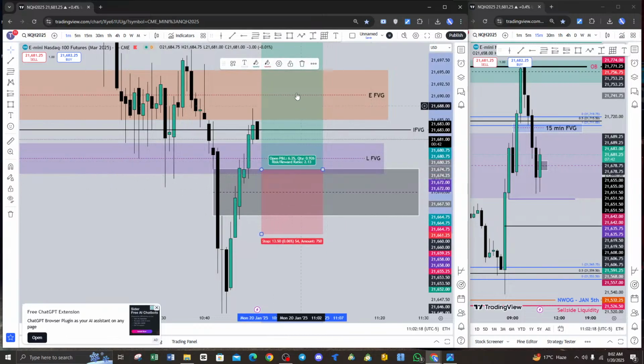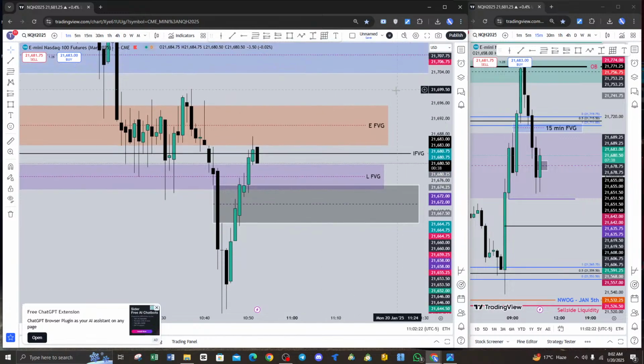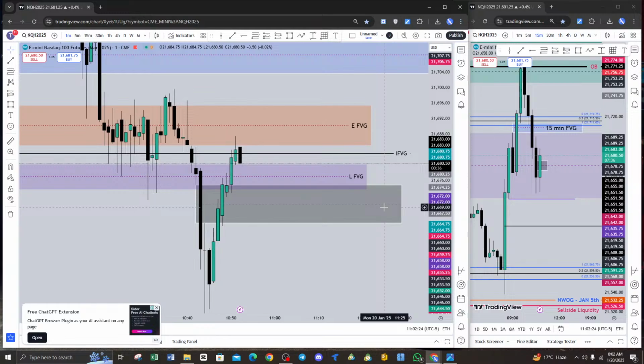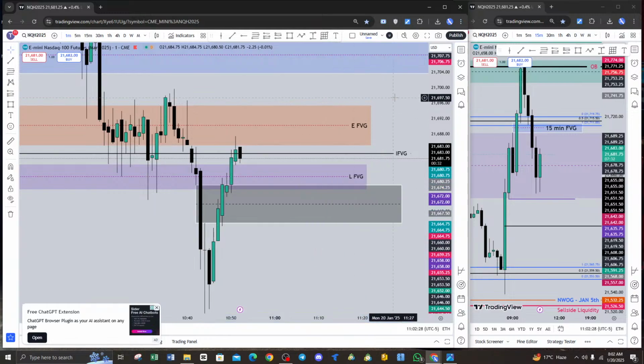I want to see a market structure shift. Wait, I want to see a market structure shift. So let's see what happens. As we can see, the market simply traded the entry fair value gap and is reacting to the entry fair value gap.